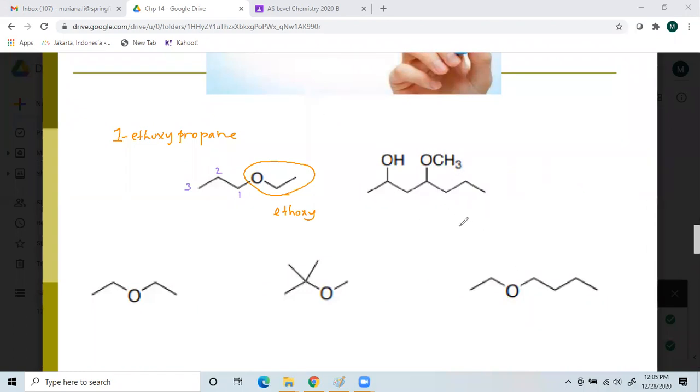Okay, now let's see this compound. There are 2 functional groups, OH and OR here. Okay, so you should state that this is the longest chain. It's carbon number 1. Okay, at carbon number 4, there is a methoxy group. Methoxy group. So for methoxy, OH is a functional group, yeah, not a side group. So for methoxy, heptan-2-ol.